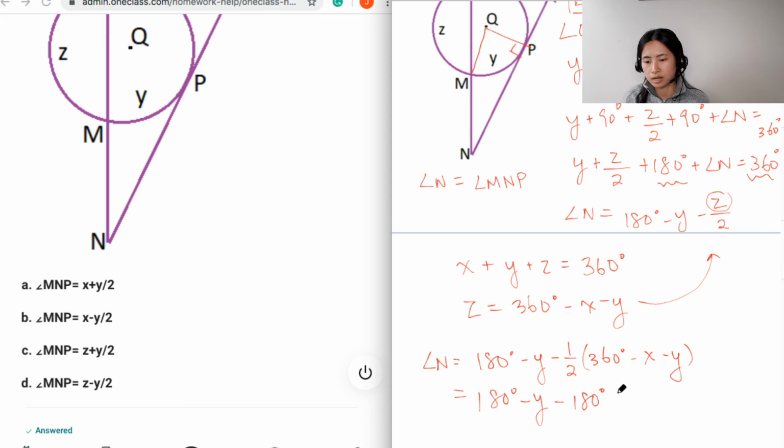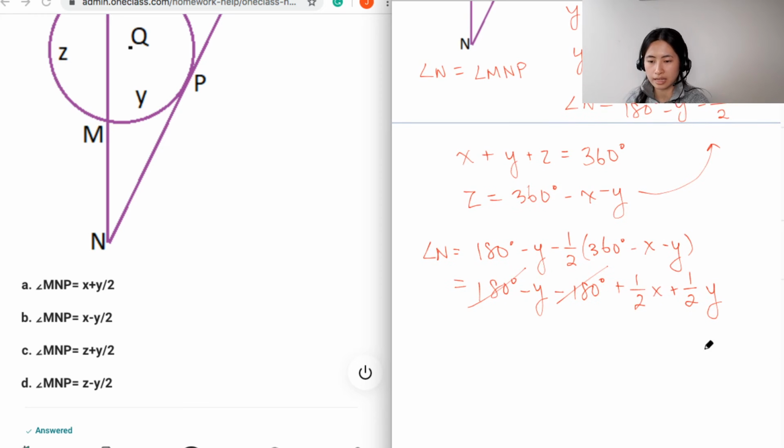So as a result, this becomes positive 1/2 x, and you get positive 1/2 y, right? So this cancels out. And this cancels out as well, right? So this negative 180, because 180 minus 180 is equal to 0, right? So now you're left with negative y and 1/2 y. So negative 1, and then you have plus 1/2, so that's equal to negative 1/2, right? So in that case, you can say that angle n or angle m and p, they're equal to one another, right? So this is equal to negative 1/2 y, and this is plus 1/2 x.